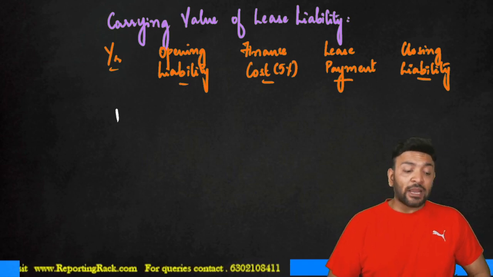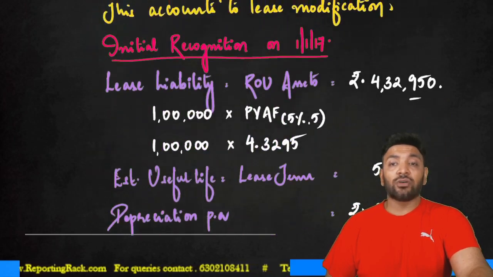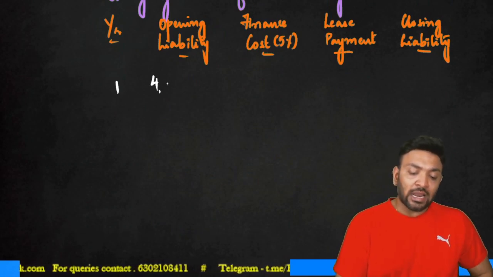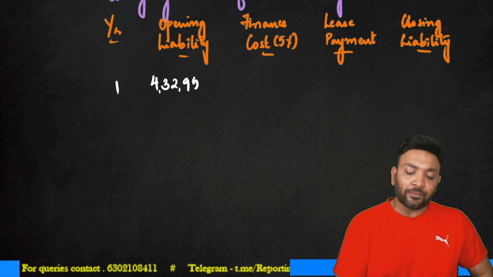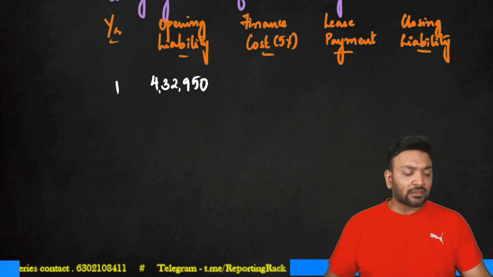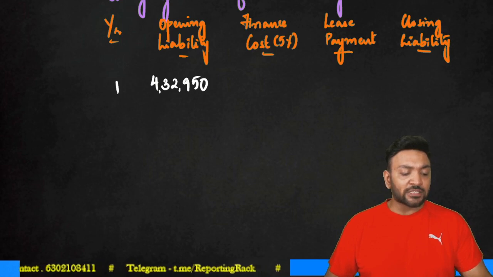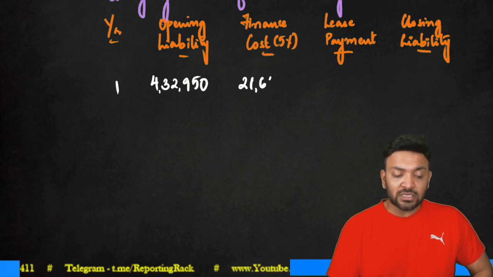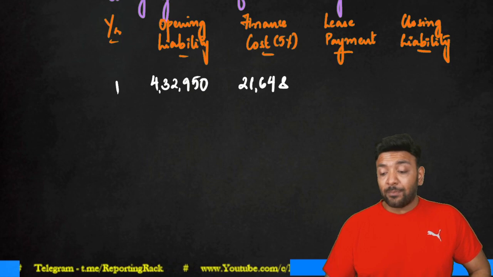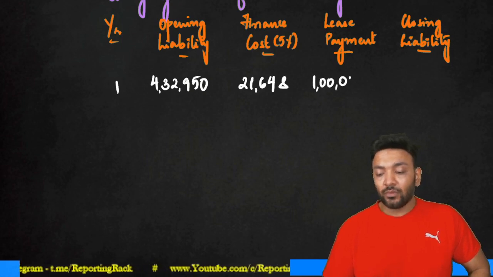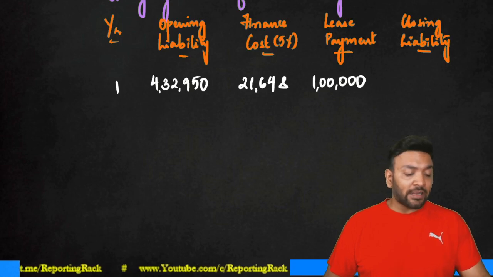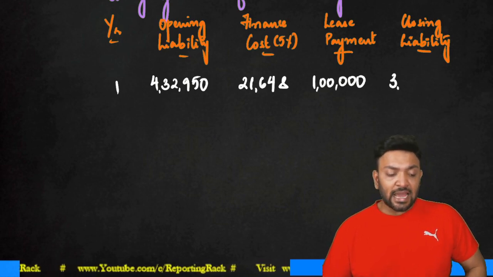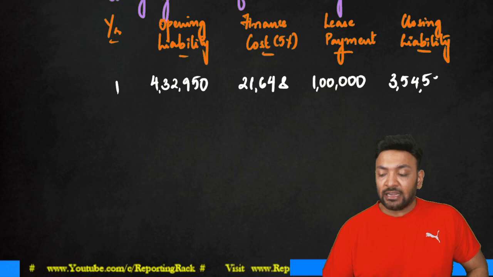First year, the opening value of liability was how much? 4,32,950. Calculate 4,32,950 multiplied by 5%. The finance cost would be 21,648. I know the repayment every year is 1 lakh. Therefore, my closing liability is 3,54,598.